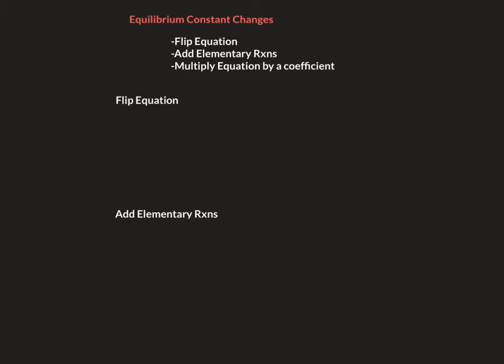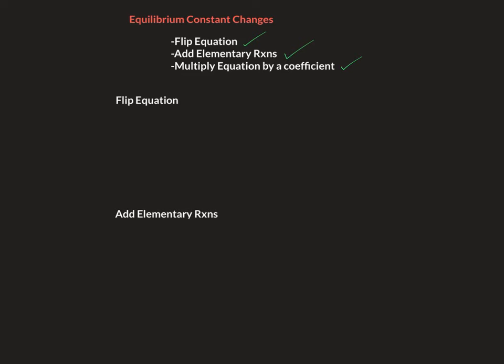Now, the equilibrium constant can change as you go through different mathematical processes or procedures. And here are the things you can do. You can flip the equation, you can add elementary reactions, you can multiply by coefficients. Now we've done all of these things in chapter 5.